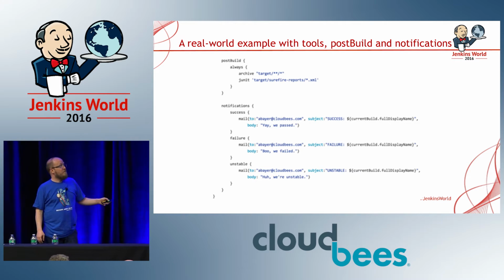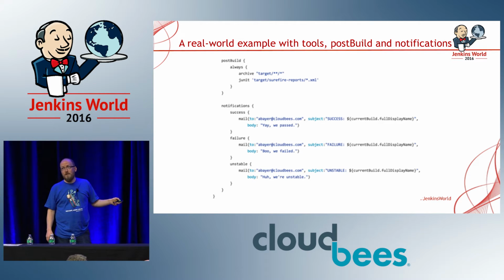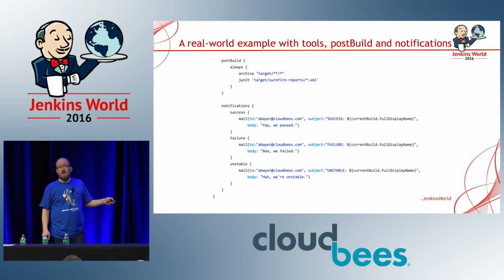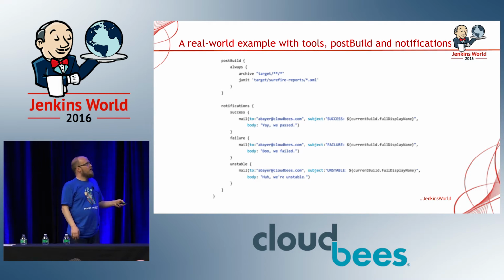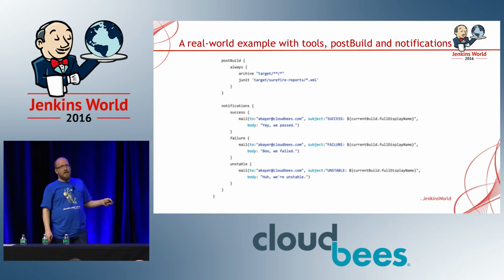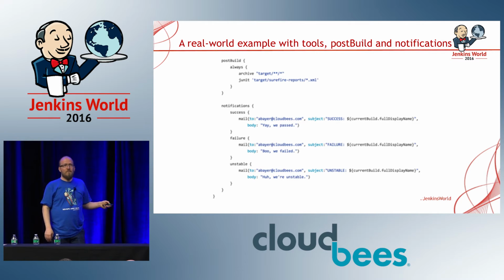And then here I've got my post-build and my notifications. Post-build, like I said, I'm always going to want to archive the artifacts that I built. I'm always going to want to check for JUnit results. So it doesn't matter to me what the post-build status is, I just want to make sure it always happens. The notification section is ugly. That's something else that I'm going to be working on going forward, because right now it's hard to be elegant about how you send notifications outside from pipeline script or the declarative pipeline.